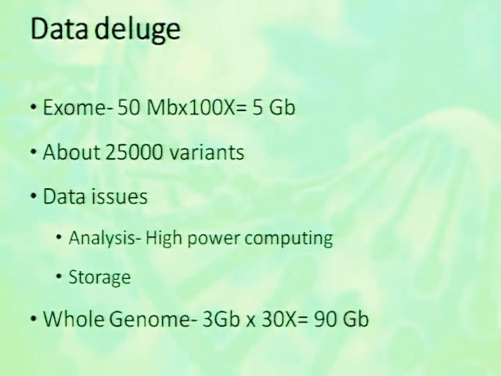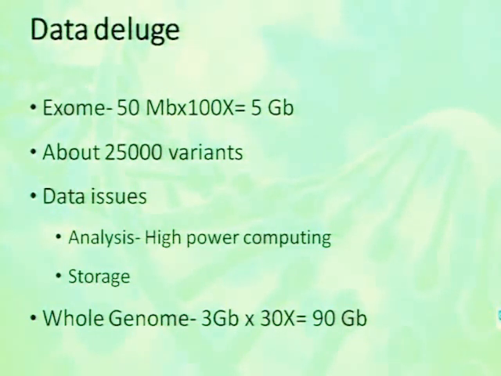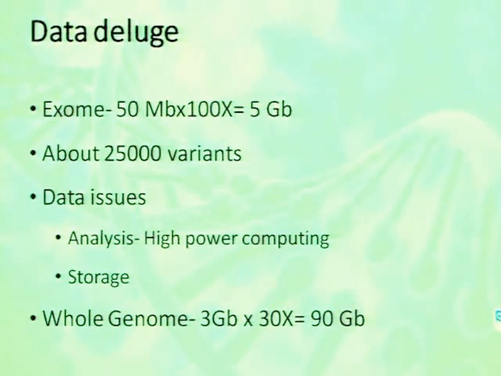However, you can think of how much is the data deluge, what data is generated. If you see a typical exome, our exome is about 50 MB, and you do a 100x coverage. Each exome sequencing generates about 5 GB of data. Can you imagine? 5 GB used to be the whole memory of a computer some days before. And then when you sequence this whole genome, you find the variants.